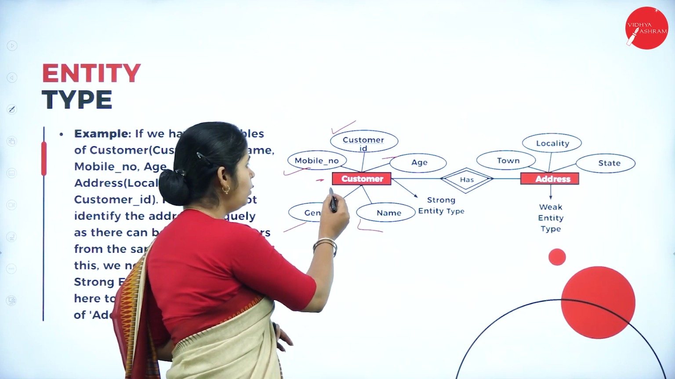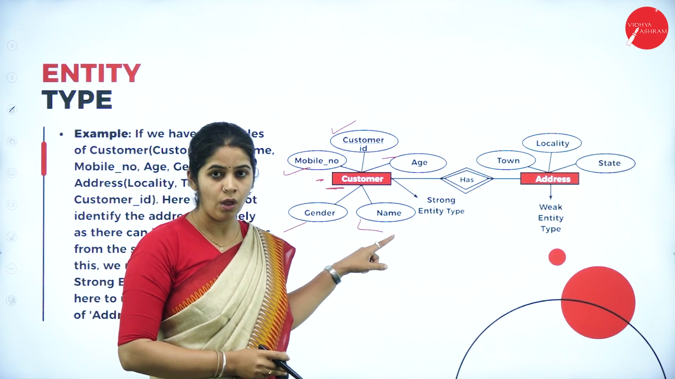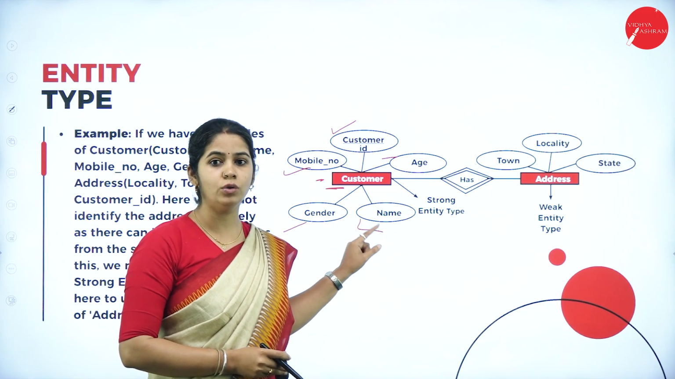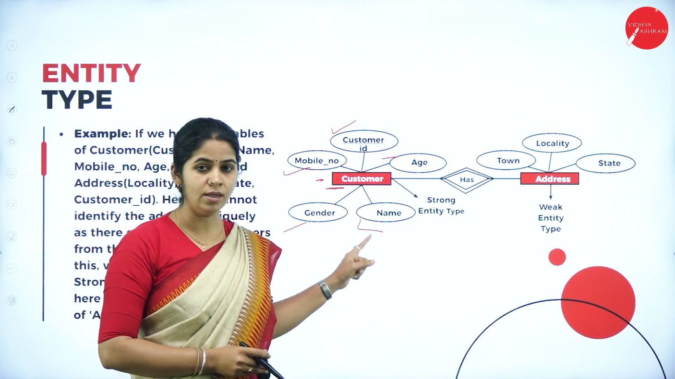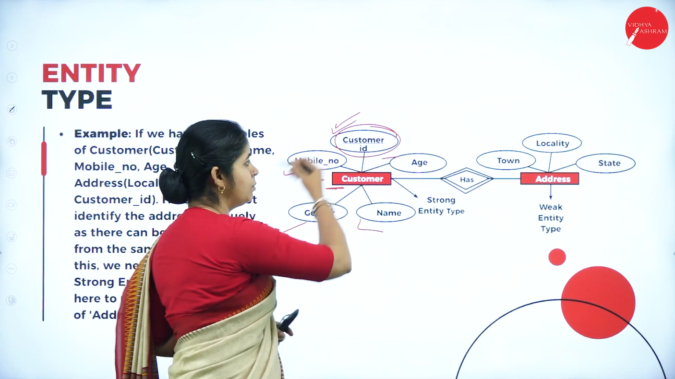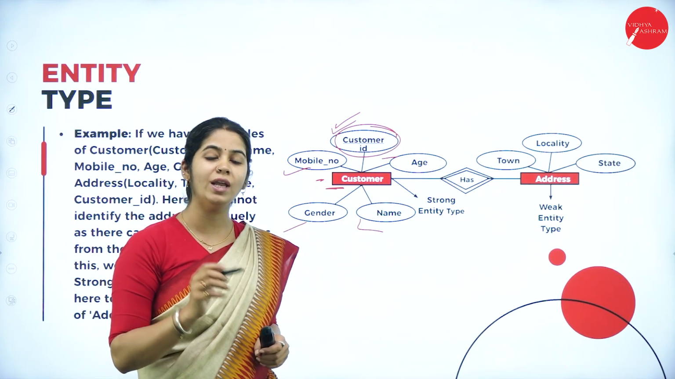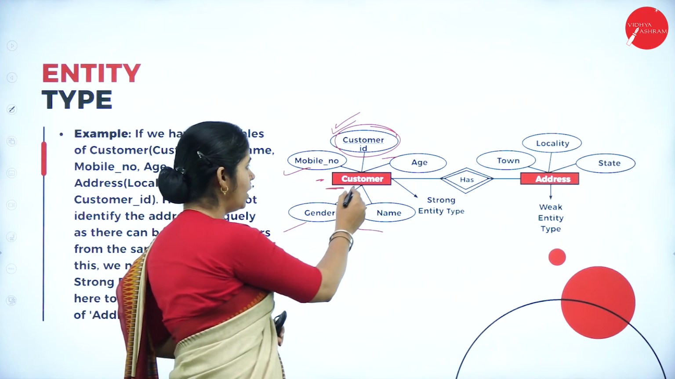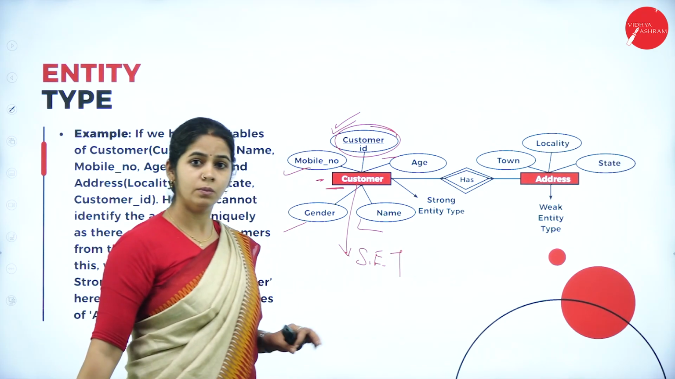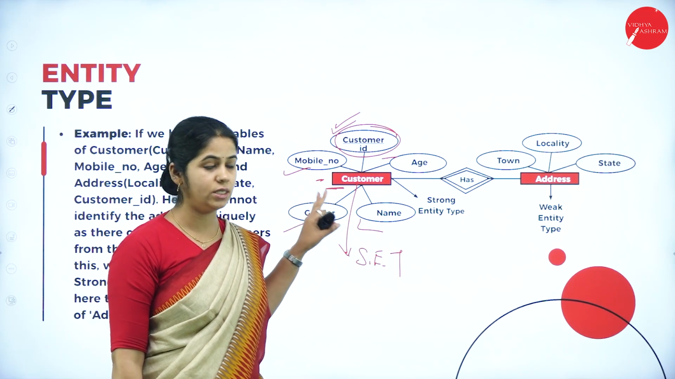Okay, how will the customer be identified? Will the customer be identified by his name? No, many customers can have the same name, so it is difficult to identify one customer using the name. But we can identify the customer using the customer ID, because it is a unique value for each customer. So it is called a strong entity type. Fine. Which is the strong entity type here? Customer is a strong entity type.